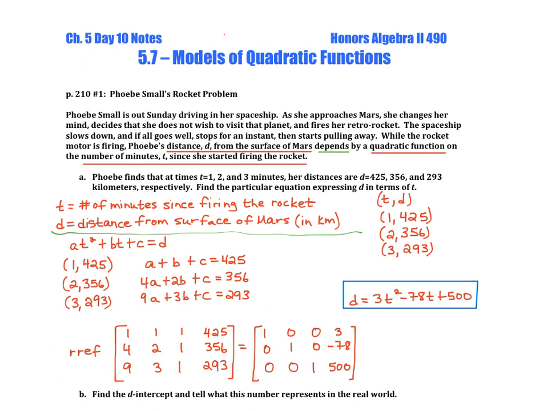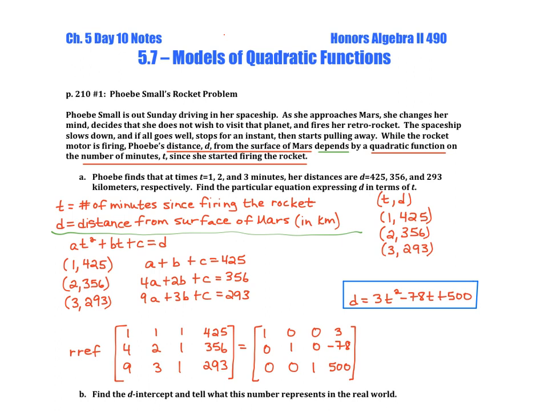All right, the next thing we require in the process is for you to write your ordered pairs. As it says here, your distance depends on the time. So time is your independent variable and distance is your dependent variable. And so when we take the information that we're given about the various times and minutes and put them together, we've got the three ordered pairs that we have listed here. So (1, 425), (2, 356), (3, 293).